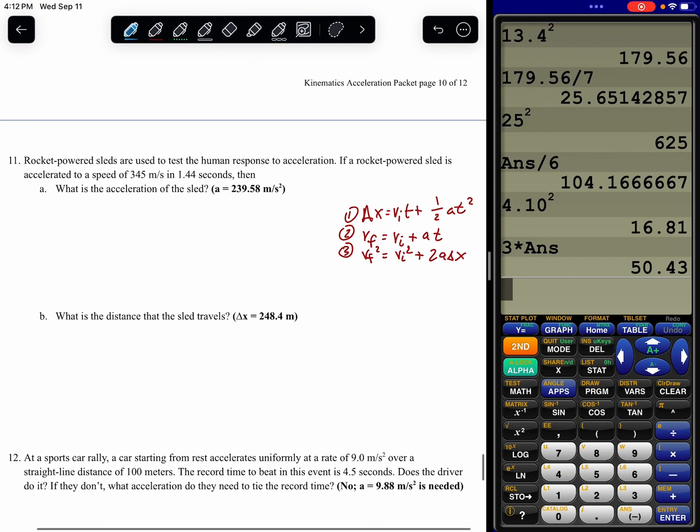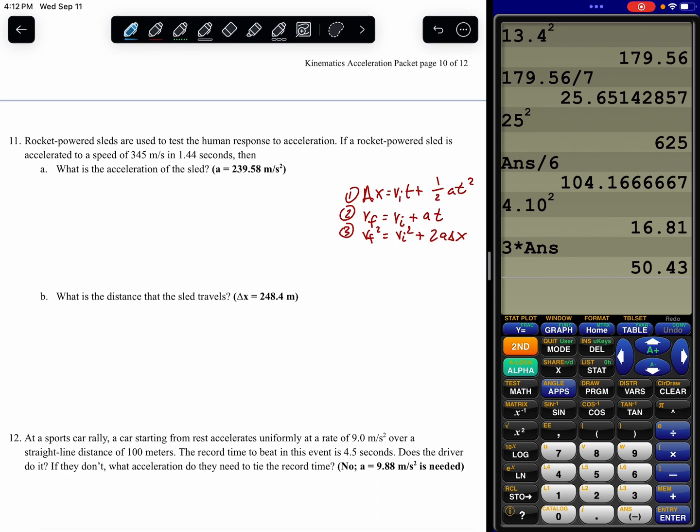All right, let's move on. Rocket-powered sleds are used to test the human response to acceleration. If a rocket-powered sled is accelerated to a speed of 345 meters per second in 1.44 seconds, then what is the acceleration of the sled? So we are going up to 345 meters per second. And the implication for this problem is the rocket-powered sled is being accelerated up from rest. So very, very, very fast. Big acceleration. Let's go ahead and let's figure this out.